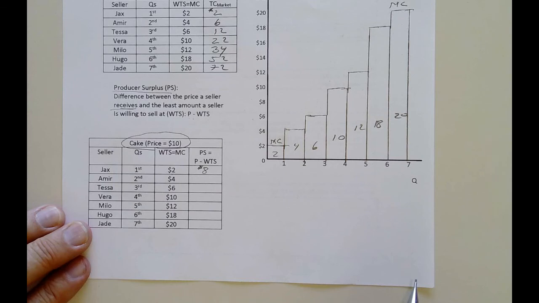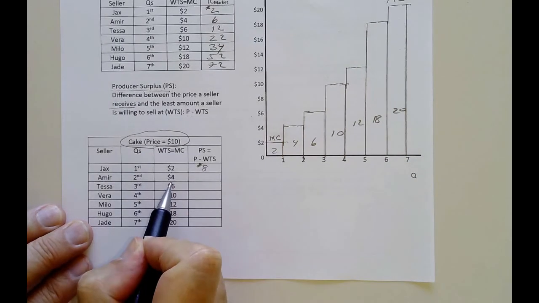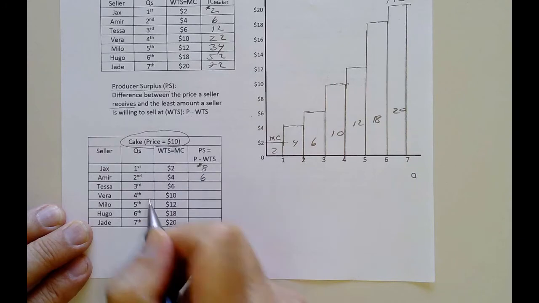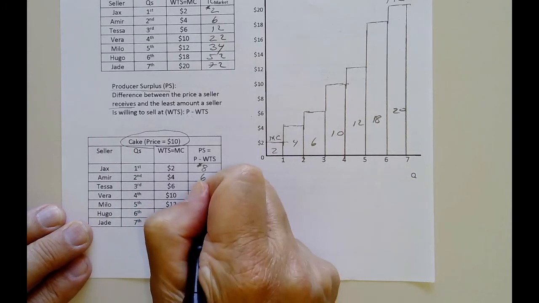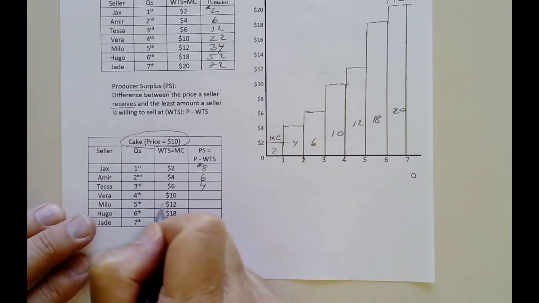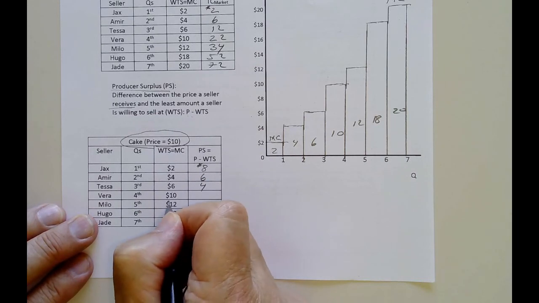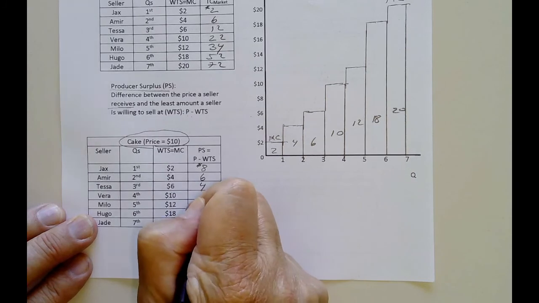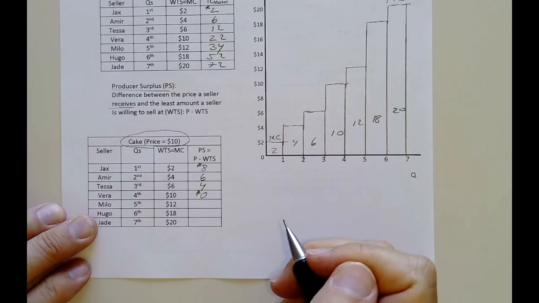So your producer surplus is the profit to a producer, seller, and the consumer surplus is profit to a consumer. And then Amir has a cost of $4. The price is still 10, so 10 minus 4 is 6. Tessa has a cost of $6. 10 minus 6 is 4. Vera is our marginal producer. Vera is just barely willing to bake that cake because the willingness to sell is exactly equal to the price. And typically with our marginal producer, they receive very little surplus or none at all. In this case, it's none.